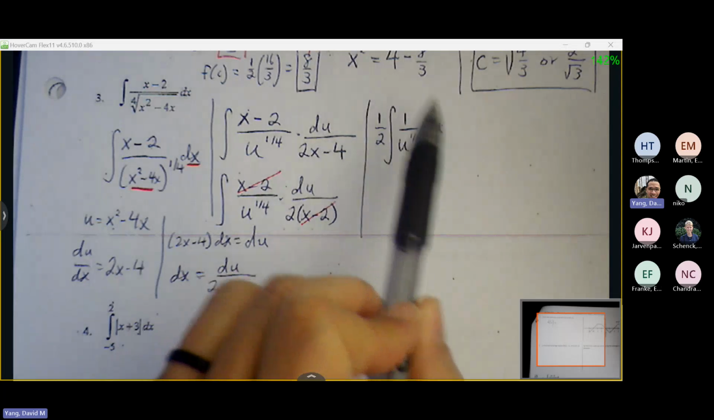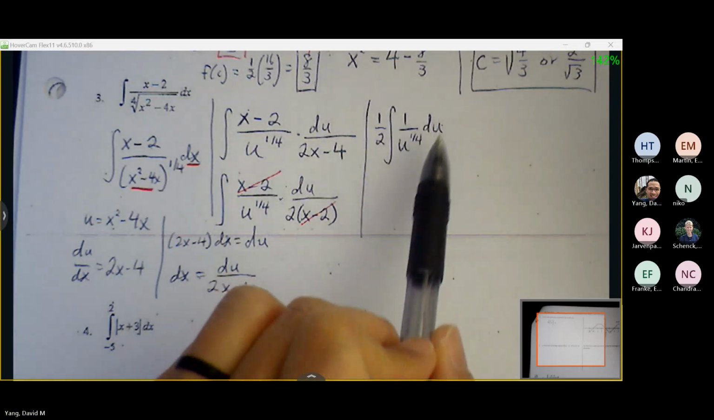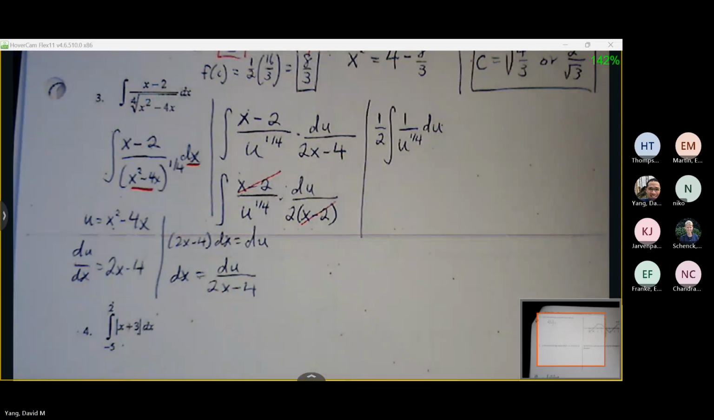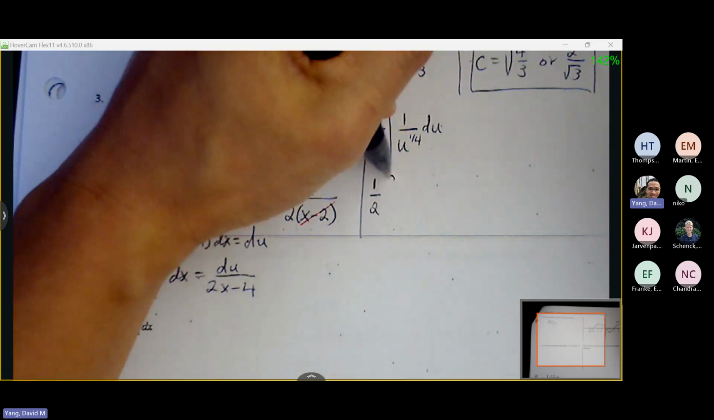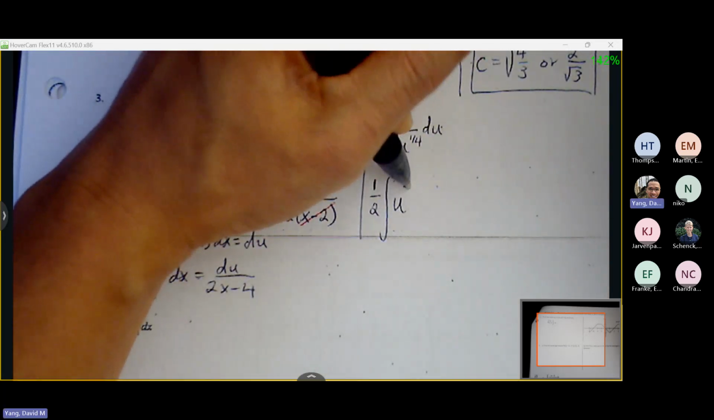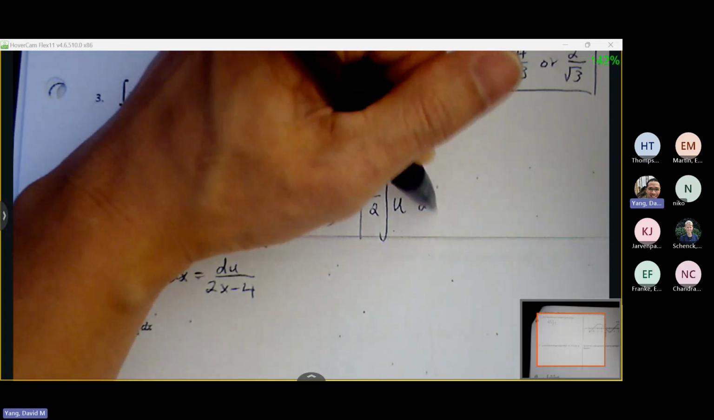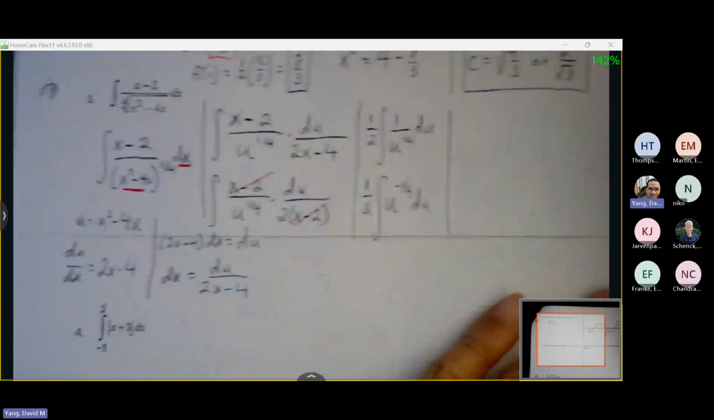Are we ready for power rule? What do you guys think? Yeah, the u has to come up to the top. We're almost there, but remember, power rule is not going to work if the variable is in the denominator. We have to find a way to get that variable to come up to the top. So that means I have to change the exponent to be negative. Now we're ready. Now we can apply power rule.